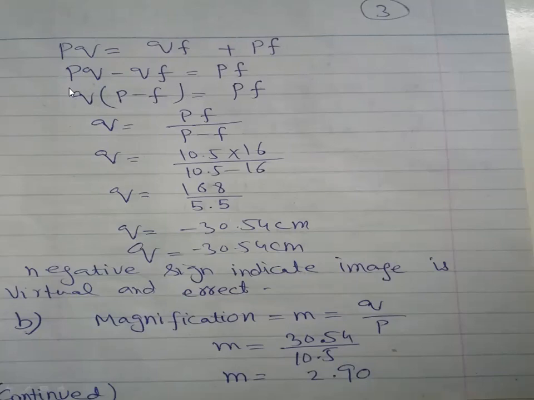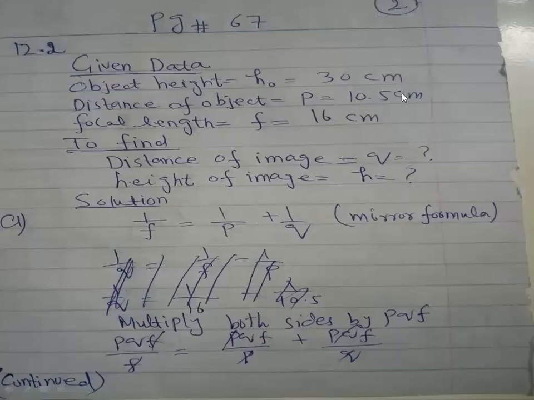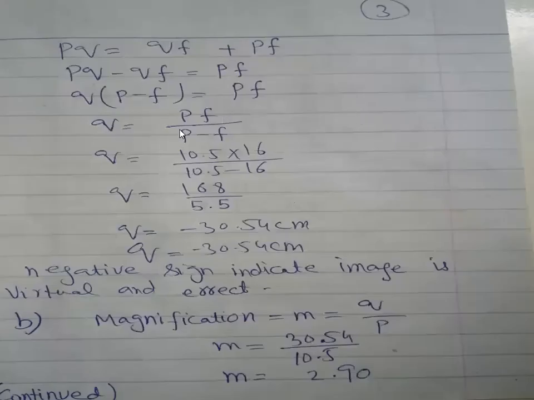So you need to find out Q. Here P minus F is multiplied; if it goes down, it will be divided. So Q equals PF divided by P minus F. Just put in the values. P is given as 10.5, as I have already told you, and F is given as 16.